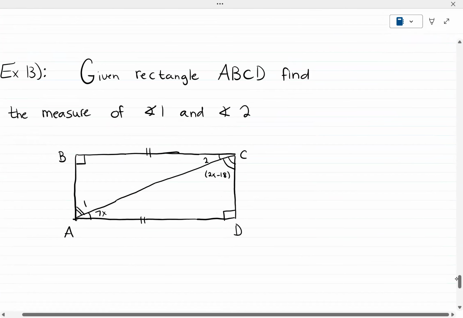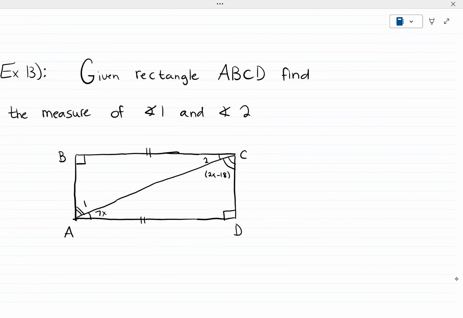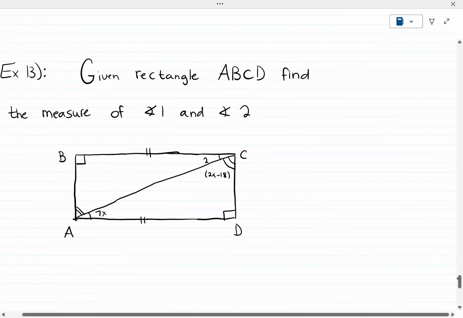Okay, let's look at example 13. Given a rectangle ABCD, find the measure of angle 1 and angle 2. So in a rectangle, what do we know about a rectangle? Each angle should equal 90, right? So what should angle 1 and what should angle 2 be? Here's angle 1. Oops, why did I erase that? It's 1, and then this is an angle.